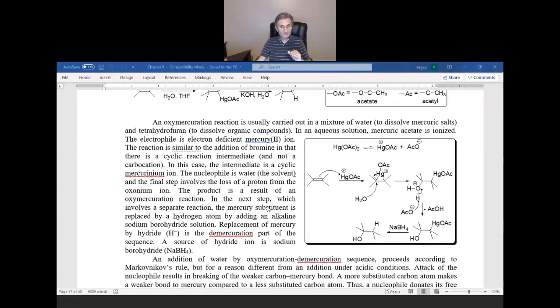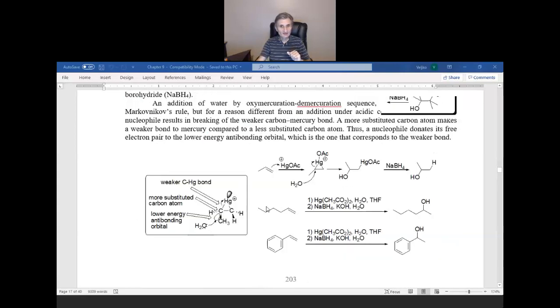Water adds across the double bond with regioselectivity the same way as if a carbocation were involved. The only thing is, of course, since this is a cyclic intermediate, carbocations are not involved. So water adds following the Markovnikov rule, or the hydroxyl group ends up on the more substituted carbon, even though carbocations are not involved. And the explanation here has to do with bond strength. The more substituted carbon forms a weaker bond to mercury. That's the bond that is easier to break. Or in other words, that's the empty orbital that is lower in energy, and that's where oxygen tolerates the free electron pair.